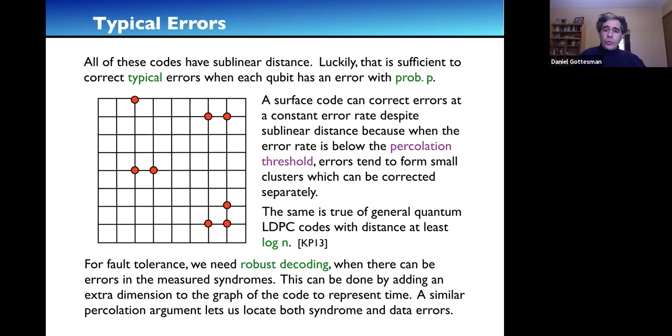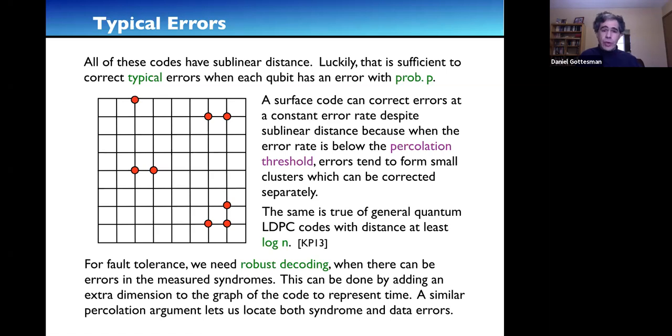Okay, so why is it enough to have a distance square root of n to correct errors? Because again, if we have an error occurring on each qubit with probability p, then we should have p times n errors, right? And that's more than the distance. So why can we correct more errors than the distance? Well, the thing is that the distance tells you about the worst case error. And these errors, because they're occurring randomly on different qubits, are typical errors.